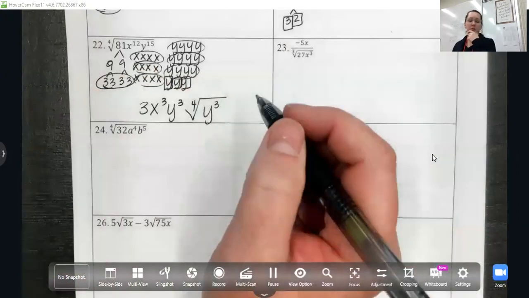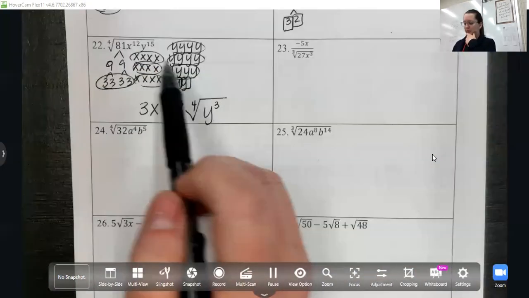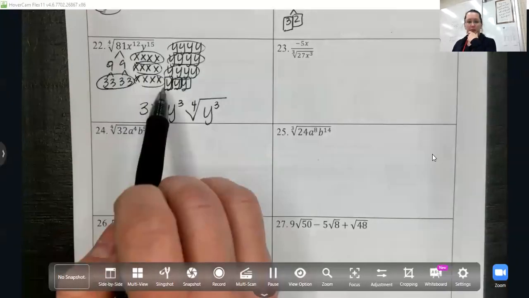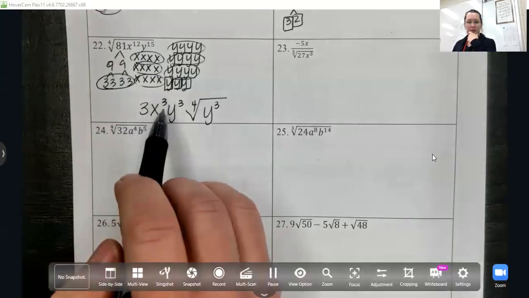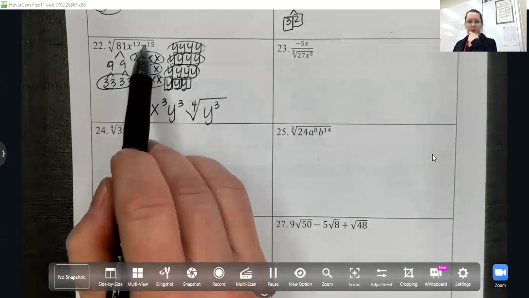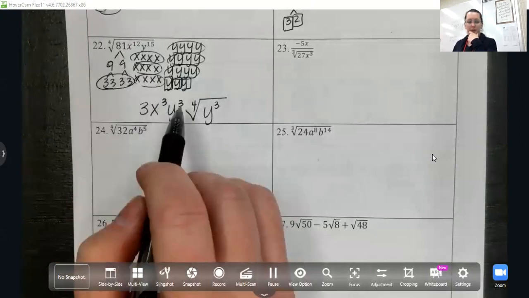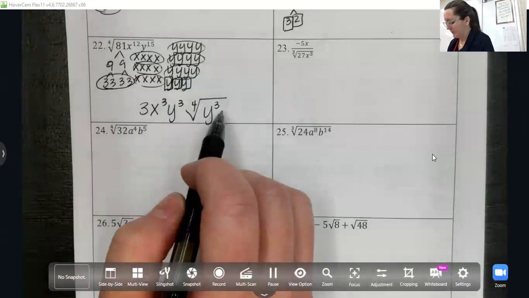Okay, the other way that you could do it is just dividing. 12 divided by 4, you get 3, right? And then you can do 15 divided by 4. You get 3 with 3 left over, right? That's your answer.